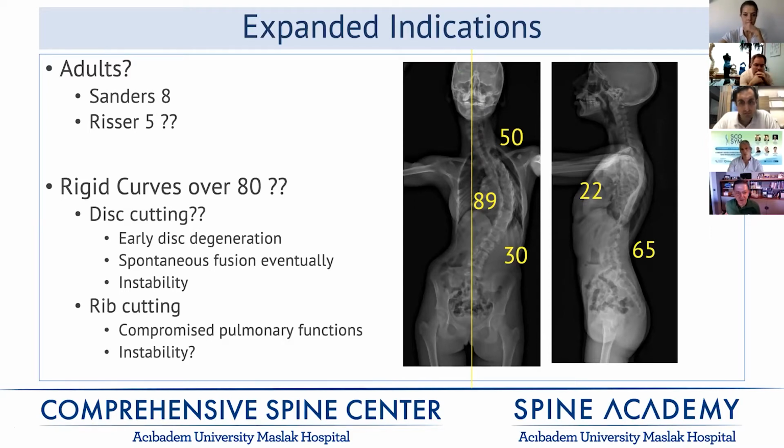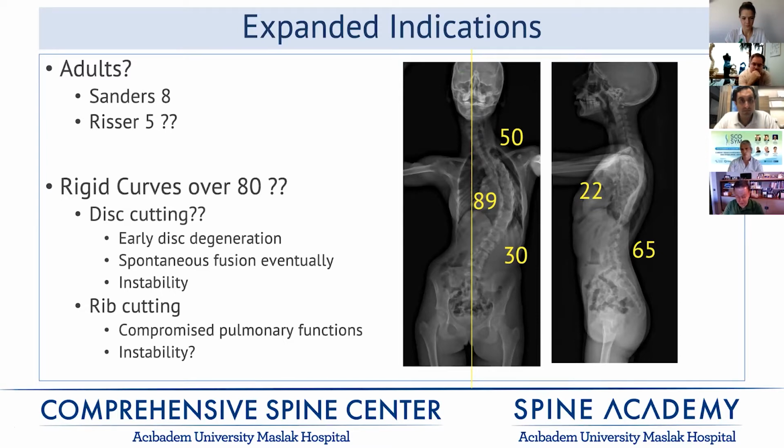I'm actually not there yet, because I think this should be a very physiological solution for scoliosis, definitely a non-fusion solution, done with a minimally invasive approach. As in the title, it should be a kind of internal bracing. I believe this cutting can cause early disc degeneration and eventual spontaneous fusion in the future, and if not, it definitely creates instability. So I don't like disc cutting in those patients. Rib cutting can also cause compromised pulmonary function, which is something we don't want to see after managing scoliosis cases.